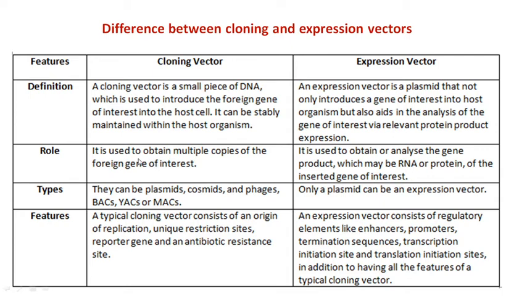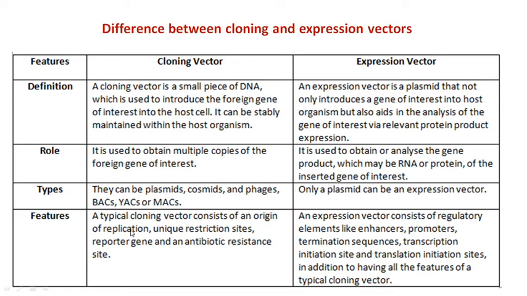If you talk about the role, the cloning vector is used to obtain multiple copies of the foreign gene of interest in the host. However, the expression vector is used to obtain the final gene product like protein. So if you want to express the protein, you should clone your gene of interest in an expression vector only. If you see the types of cloning vector, I have discussed various cosmid vectors, phage, and yeast artificial chromosomes. But the expression vector can always be a plasmid vector.